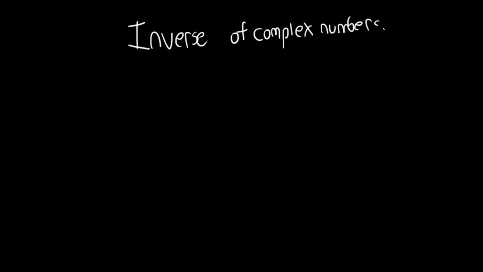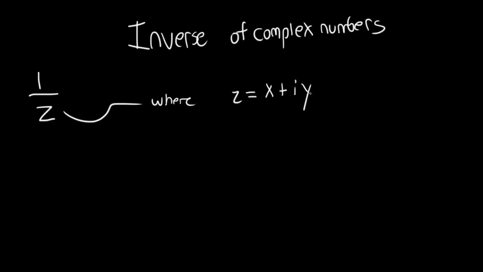We're going to be taking a look at the inverse of complex numbers. And by this, I'm talking about 1 over z, obviously, where z is a complex number, where z equals x plus iy. Now, how would we go about solving something like this?